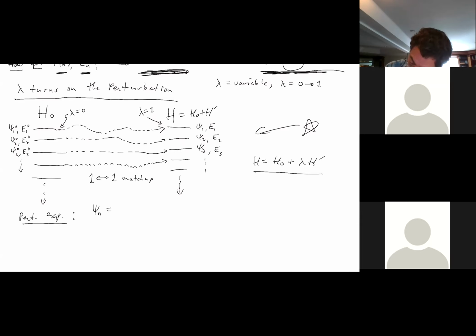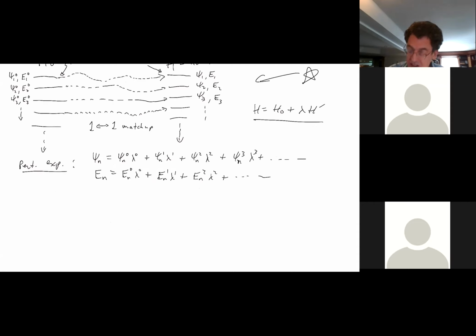The perturbed state, I can write as the lambda to the zeroth order term plus the first order term, lambda to the 1, plus the second order term, lambda squared, plus the third order term, lambda cubed, etc. And I similarly have my perturbed eigenenergies: my 0th order term, my 1st order term, 2nd order term, etc. The whole point of perturbation theory is to find all these terms.